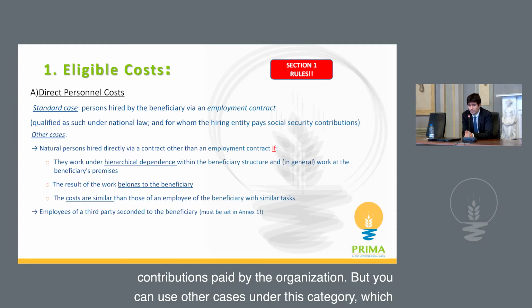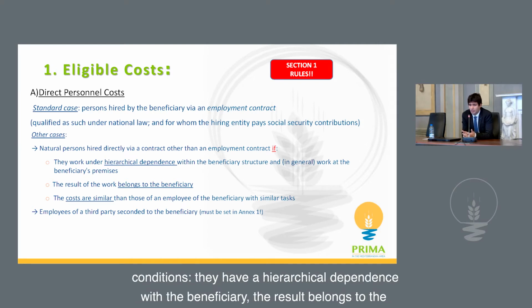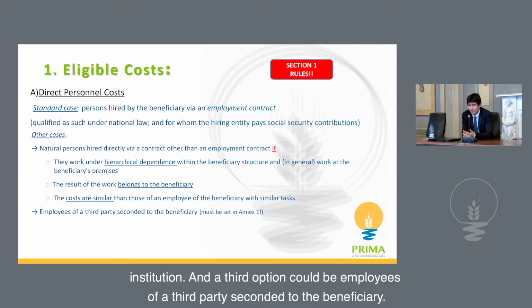But you can use other cases under this category, which are natural persons who are hired directly via a contract, if they fulfill these 3 conditions. They have a hierarchical dependence on the beneficiary, the result belongs to the beneficiary, and the costs are similar to those of employees that would be employed by the institution. And a third option could be employees of a third party seconded to the beneficiary.